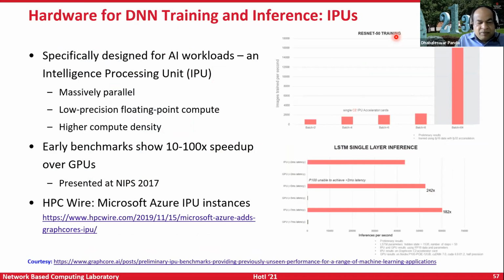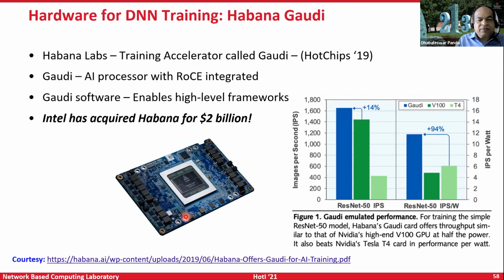Similarly, there is another product called the IPU, Intelligent Processing Unit. The idea is again very similar. As you can see with different batch sizes on ResNet-50 training, they were able to show even a 10 to 100x speedup. And Microsoft Azure has some of these IPU instances.